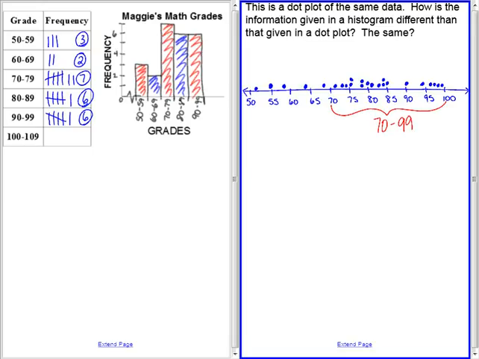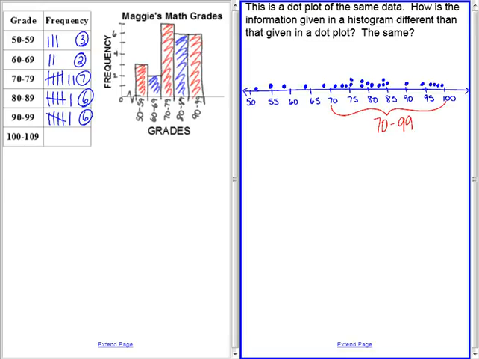When you look at that, it shows the exact data instead of simply showing which interval the data falls in. So the dot plot gives the specific information. The histogram simply gives the intervals. And either one is fine, but in certain situations, one might be better than the other.